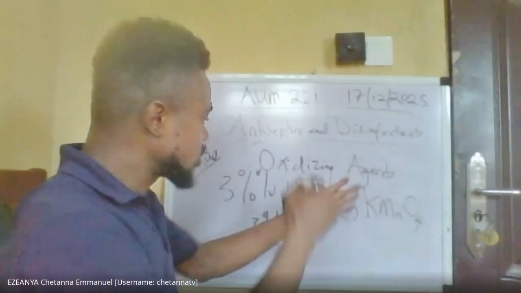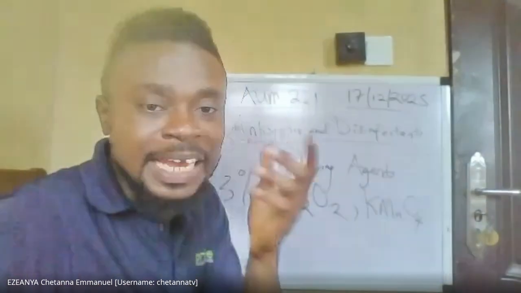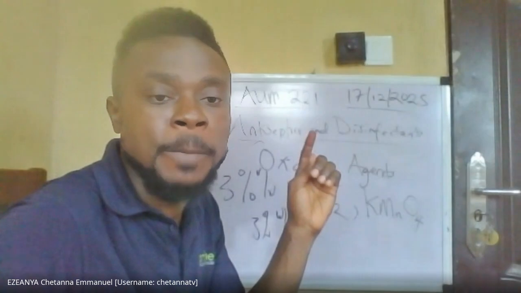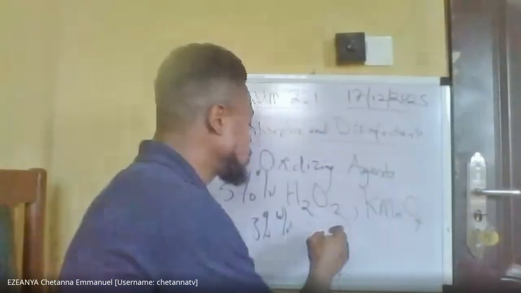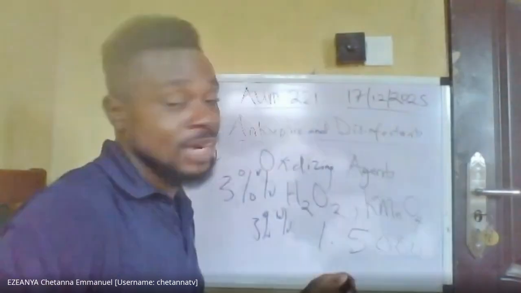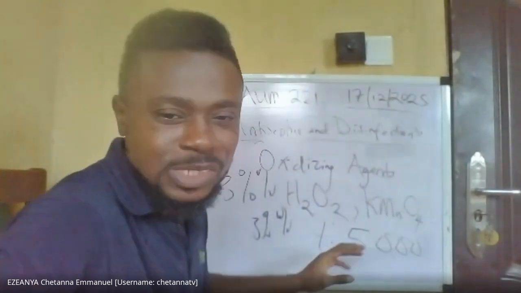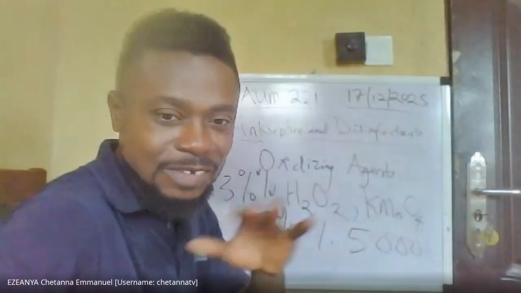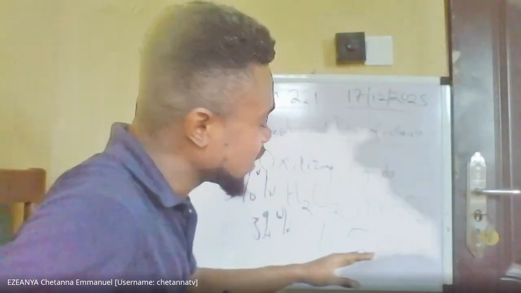So that's for the percentage strength. But for potassium permanganate, a solution of 1 in 5,000 is used. This is ratio strength, another concentration term, 1 in 5,000.